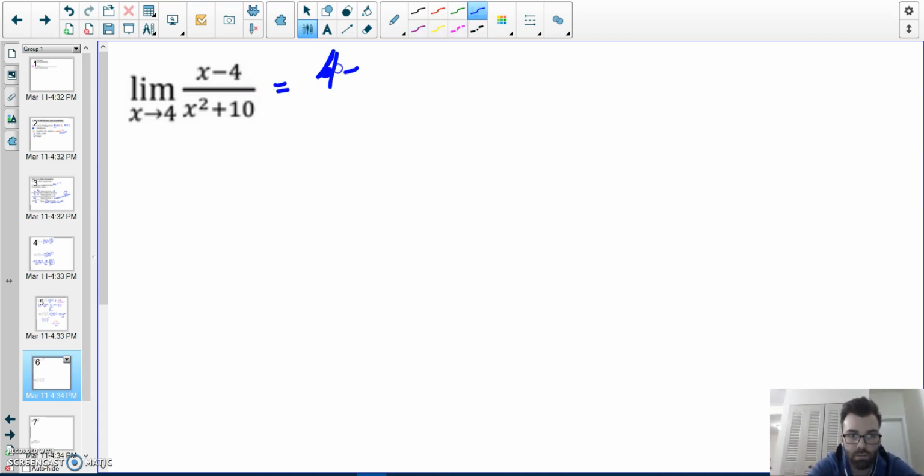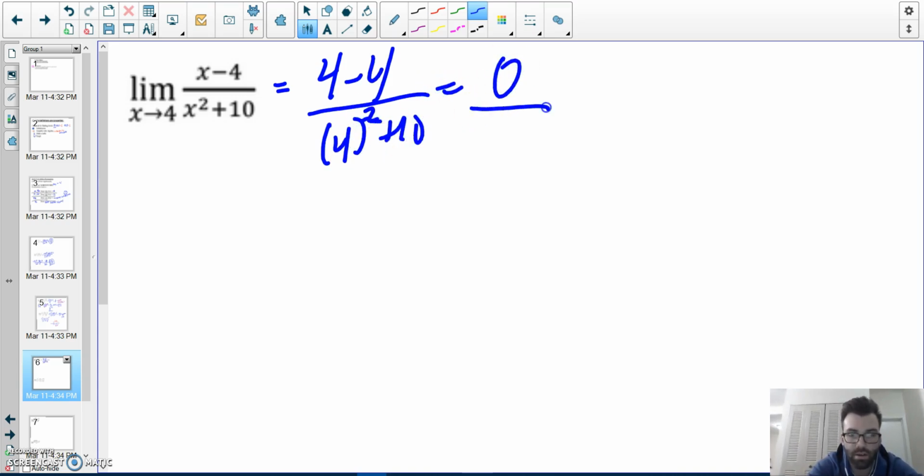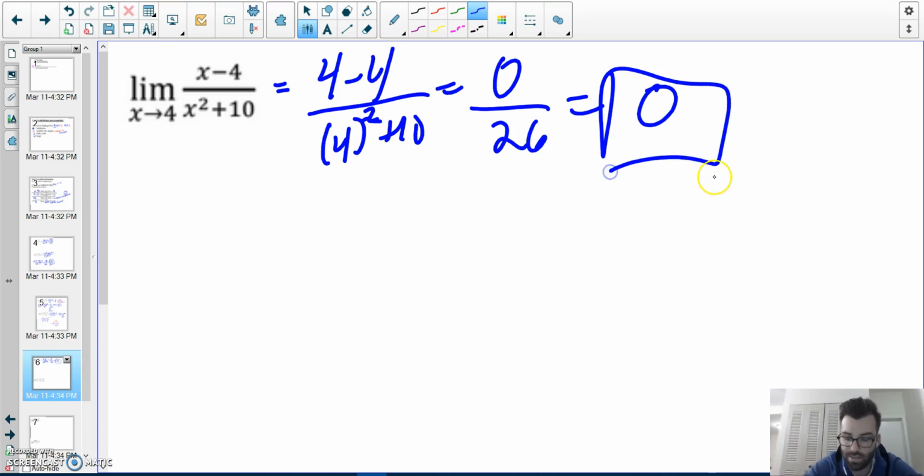Okay. Here we go. 4. Try that again. 4 minus 4 over 4 squared plus 10. Well, 4 minus 4 is 0. 4 squared is 16, plus 10 gives me 26. So the limit is 0 since it's not 0 over 0. Then I don't have to keep going.